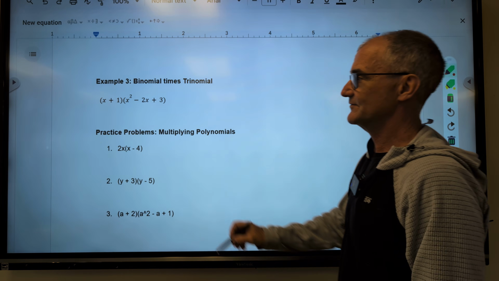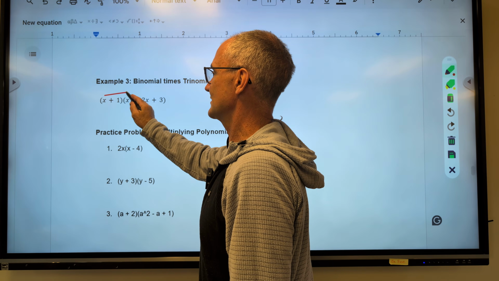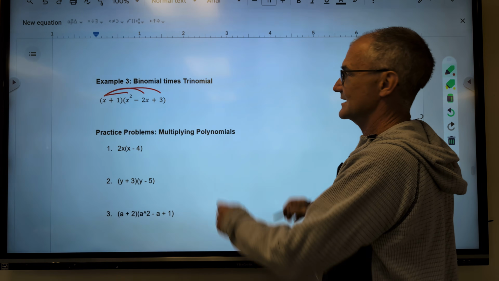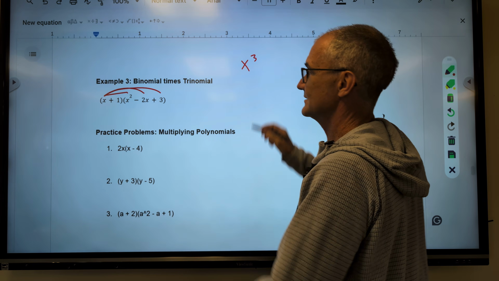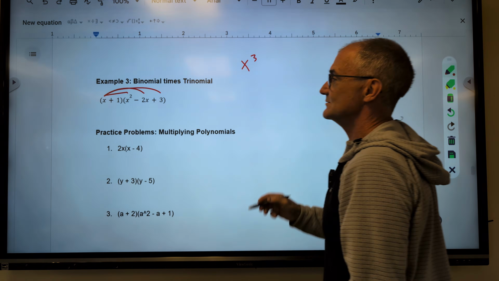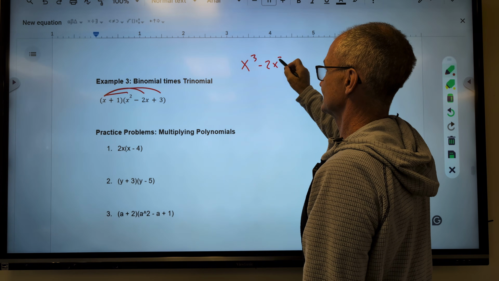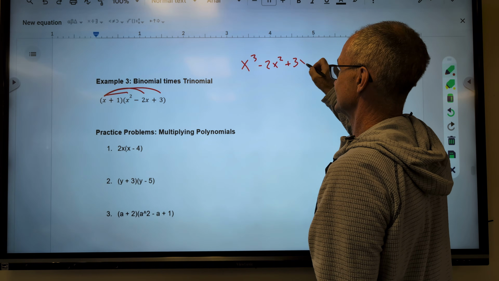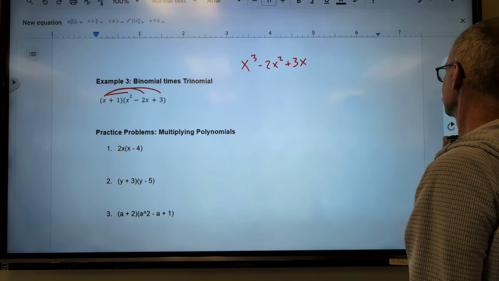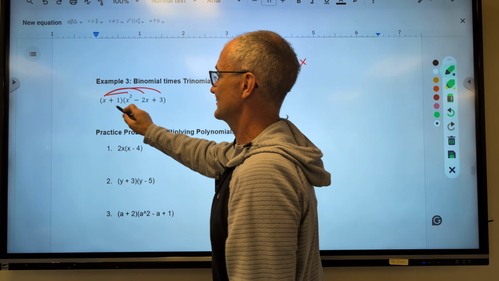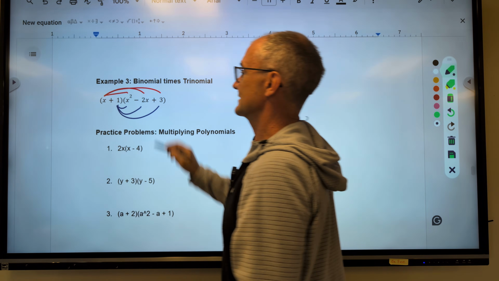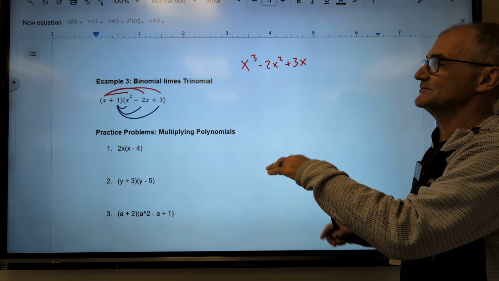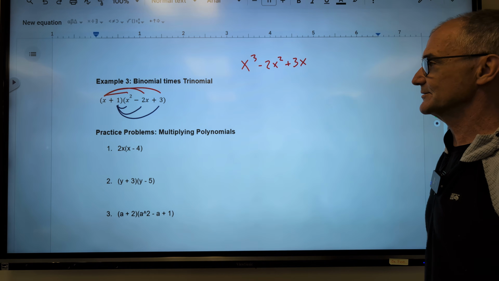This right here, you're going to take the first term and multiply it all the way through every value. So I have x times x squared is x to the third. X times -2x is -2x squared. X times 3 is 3x. After you've done that, then you're going to multiply the second term all the way through. Then we're going to combine similar terms. You could see this for sure, but not as frequently as a binomial times a binomial.